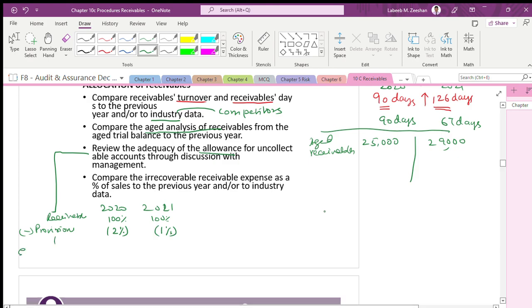Provision is nothing but estimated losses. It's a good sign that provision decreases; it means losses are decreasing. Assume the alternative: last year the provision was 2% and this year it is 3%. Automatically what will happen? It means you are selling to customers with bad credit history.